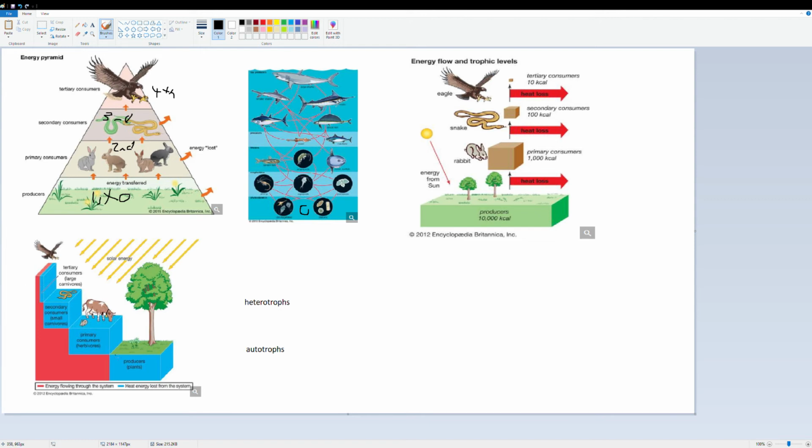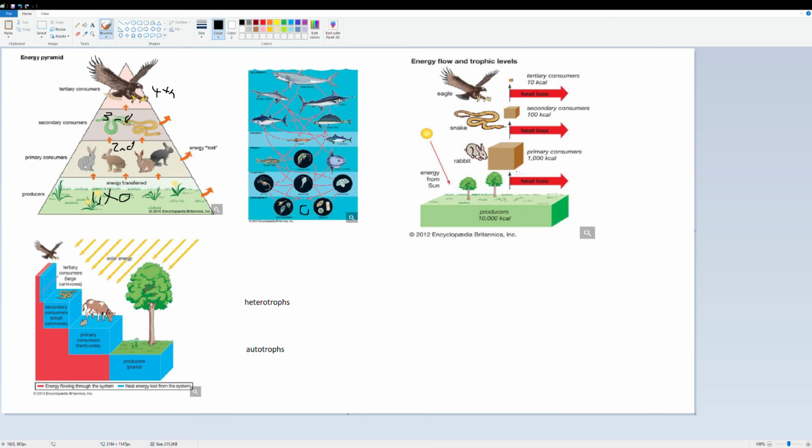So what's happening here is the producers lose some amount of heat, and then as you move up, you're losing 90% per level to heat of how much energy is being produced. The primary consumers will only have access to 10% of the energy that the producers did. The secondary consumers will only have 10% of the energy the primary consumers had, and then the tertiary consumers only have 10% of what the secondary consumers consume.